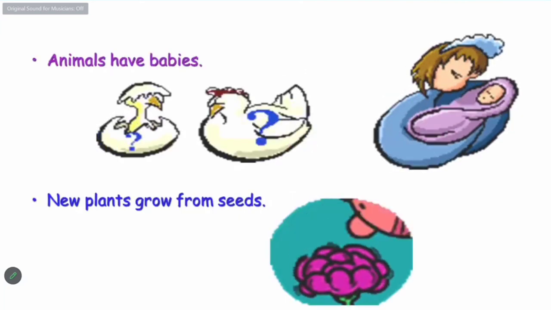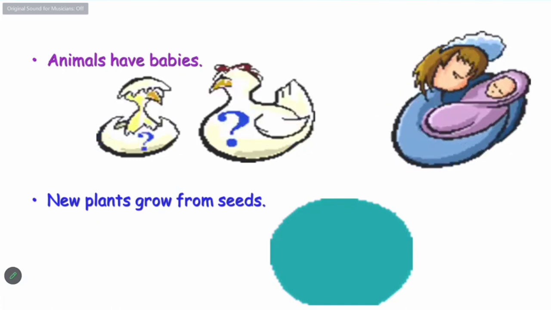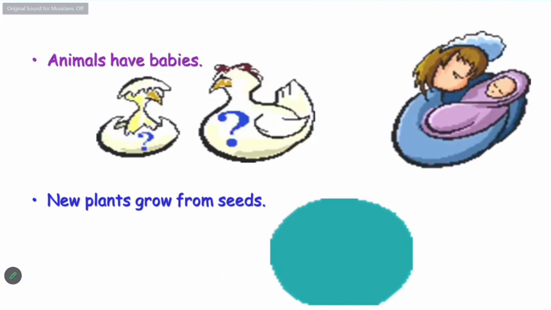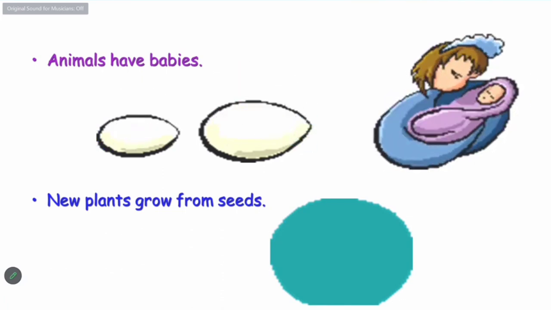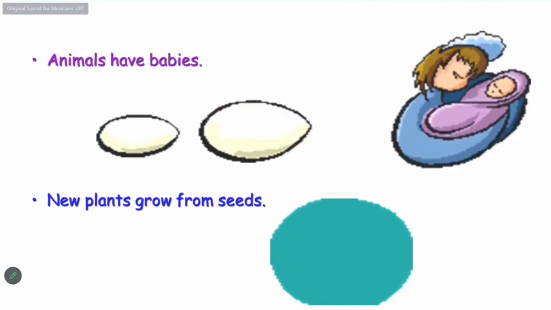As we are all well aware, living animals have babies, and the babies come from the egg, or there are animals which are oviparous, that is, they lay eggs.